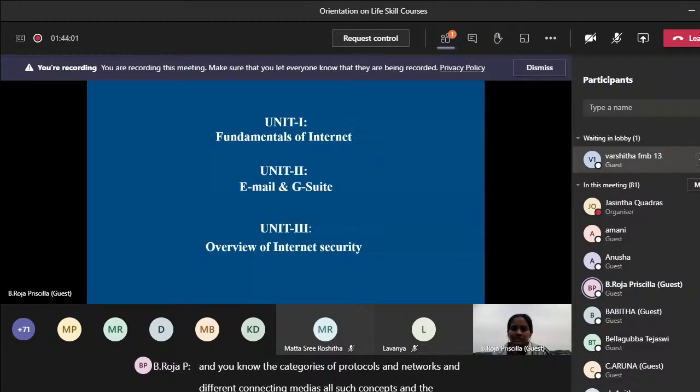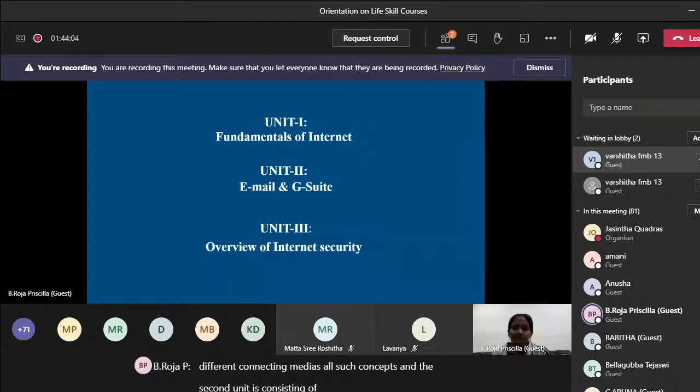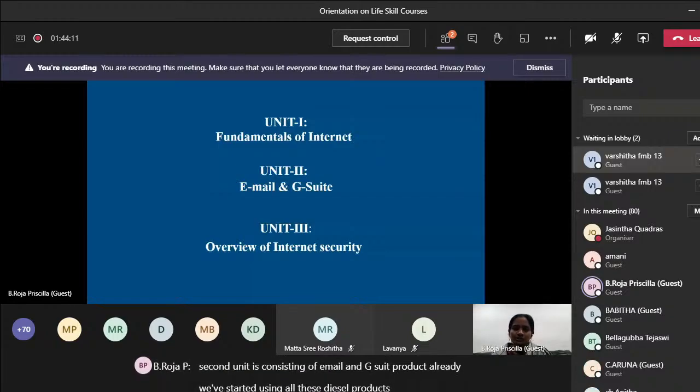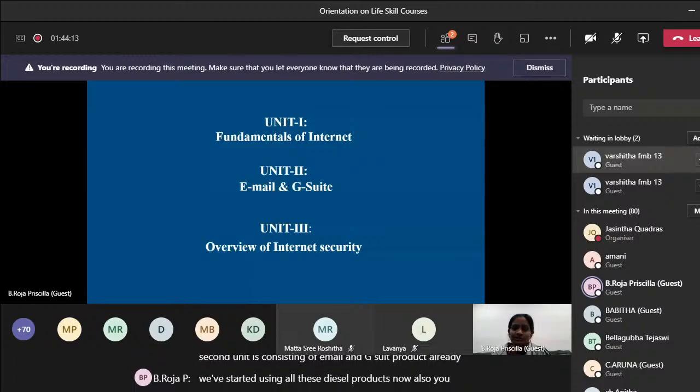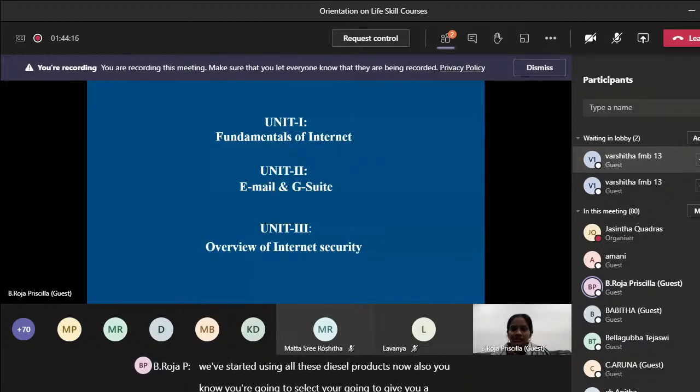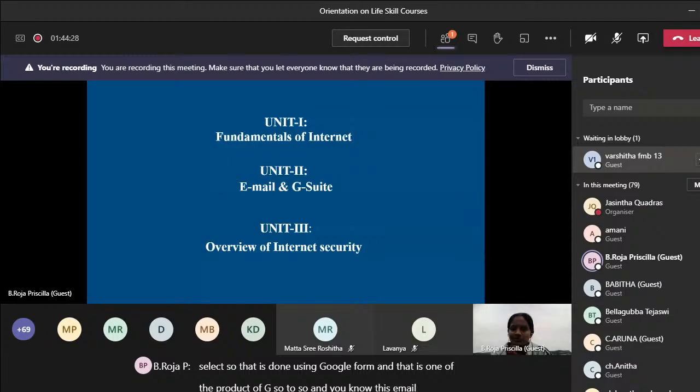And the second unit consists of email and G Suite products. Already, we've started using all these digital products. Now also, when you give the details of the course that you're going to select, that is done using Google Form, which is one of the products of G Suite. And this email, of course, we are very much aware of, sending and receiving mails, how to respond and all.